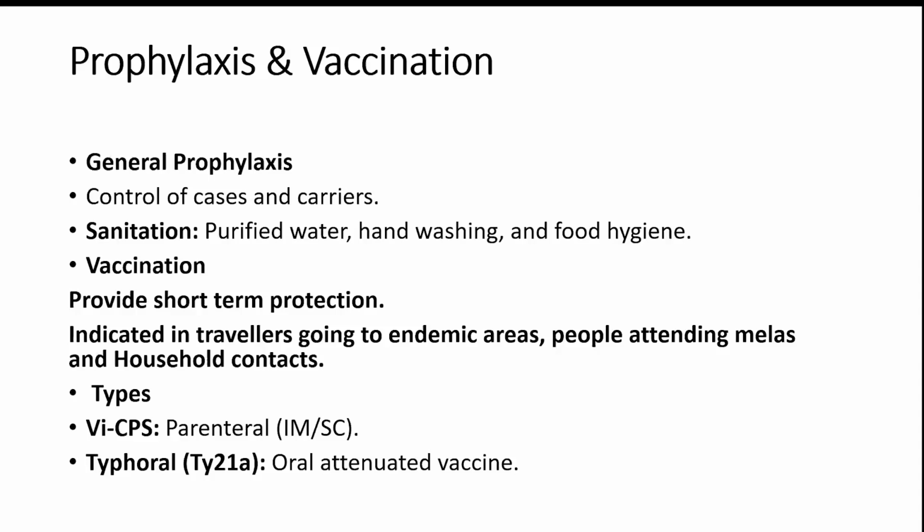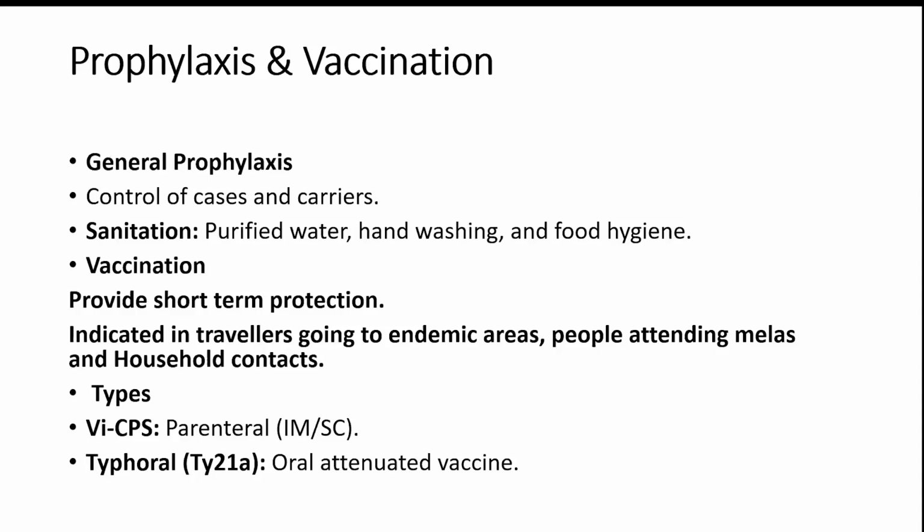So here also, as a step of prophylaxis, the detection part is very important. Then sanitation, purified water, hand washing protocols, and food hygiene is very important. And third is vaccination. Vaccination provides short-term protection. It is indicated in travelers going to endemic areas, people attending mass gatherings, and household contacts.